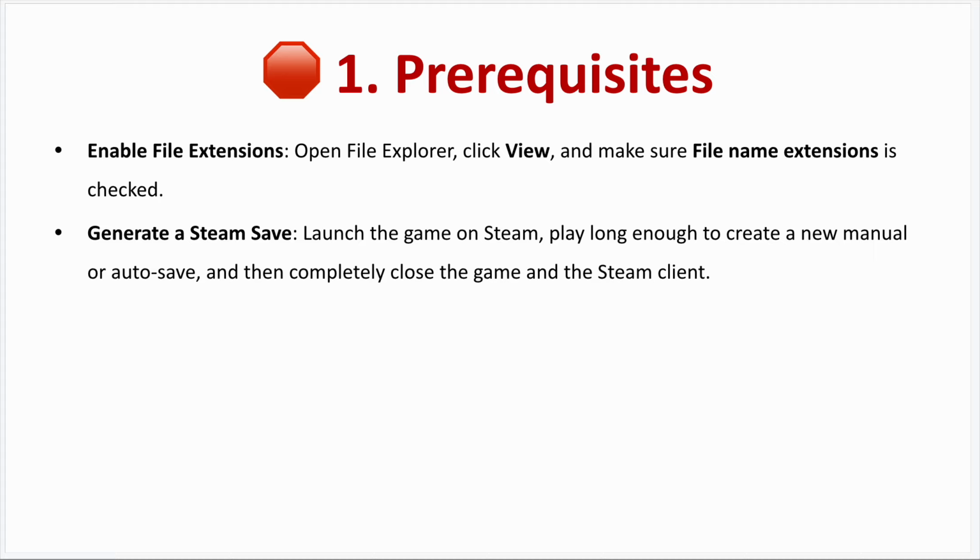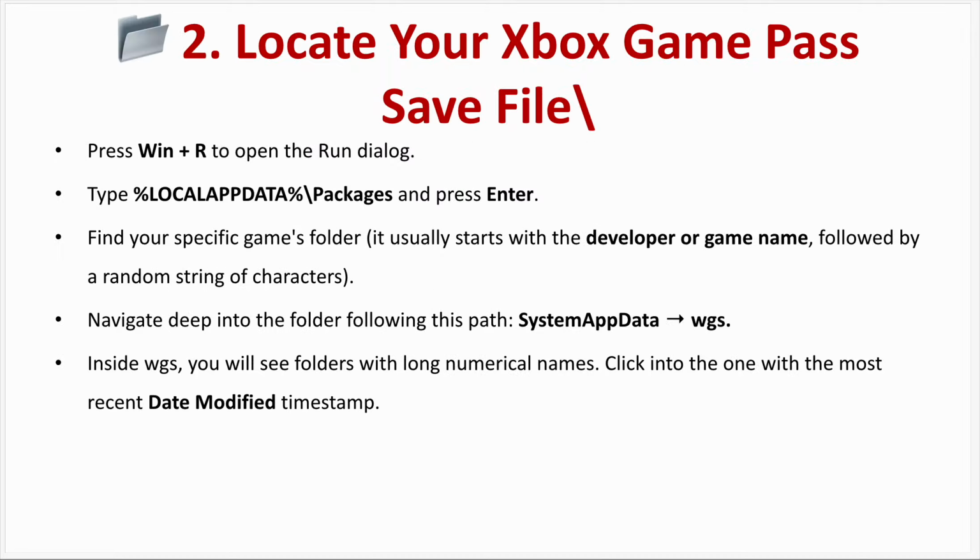Now generate a Steam save. Launch the game on Steam, play long enough to create a new manual or autosave and then completely close the game and the Steam client. Now locate your Xbox Game Pass save file.